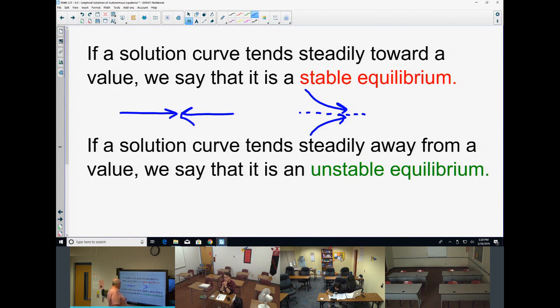Okay, now on the number line, on the phase line, an unstable equilibrium. So the solution curve tends steadily away from a value. So on a number line, the unstable ones look like that, where they're going away from it. So when we draw them on the y-axis, the graph will go away from the value, like that. And that's when we know it's unstable. So we kind of did it before on a number line, but now we're actually going to be doing it along the y-axis. Okay?